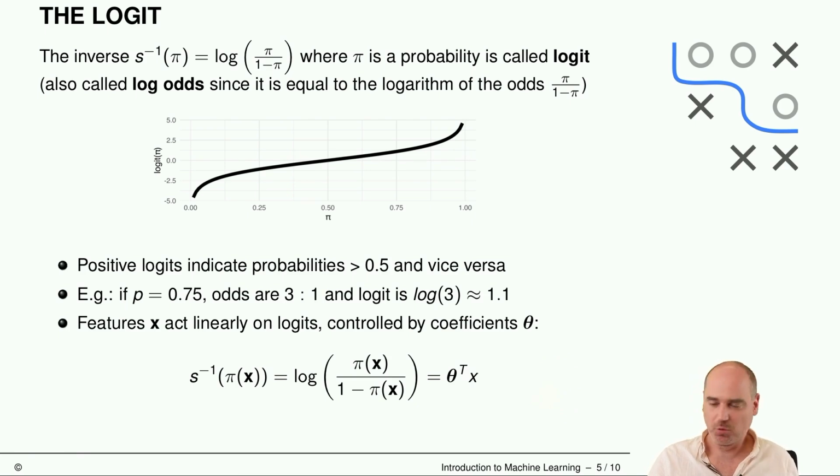So let's maybe go through an example here. Maybe your posterior probability is 75% for an event belonging to the positive class. That would be odds of 3 to 1. Yeah? And the logit here would be the log of 3, which is approximately 1.1.